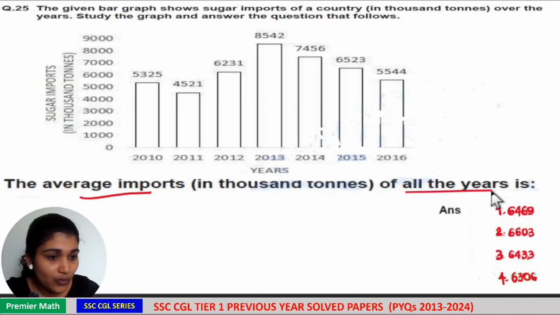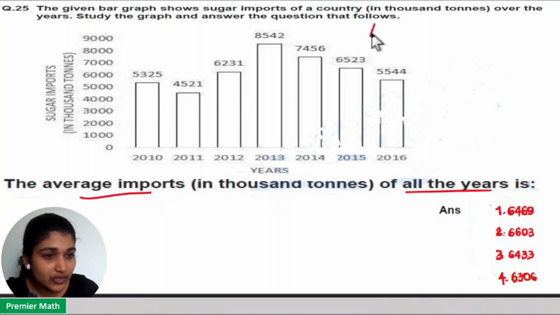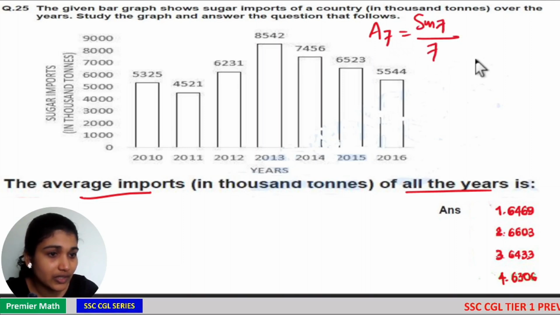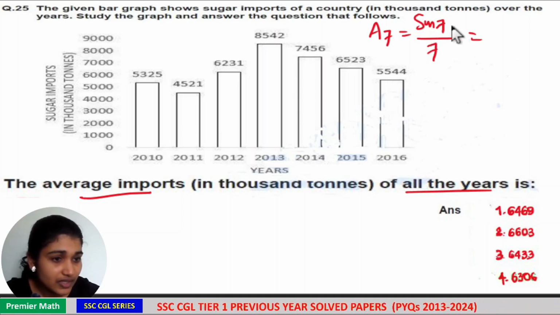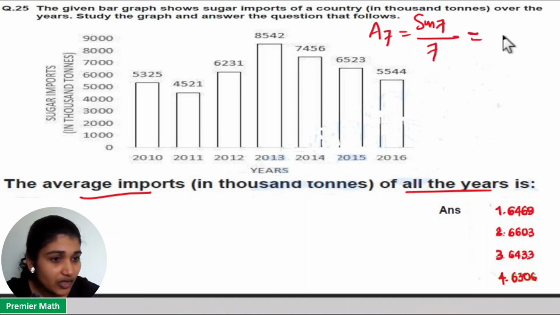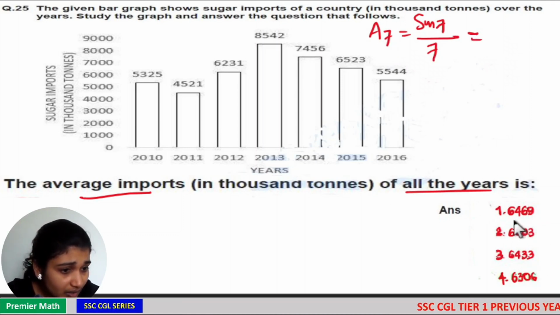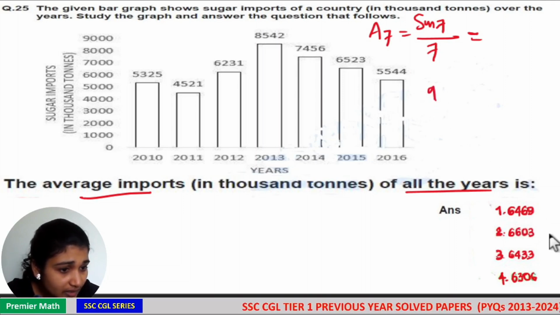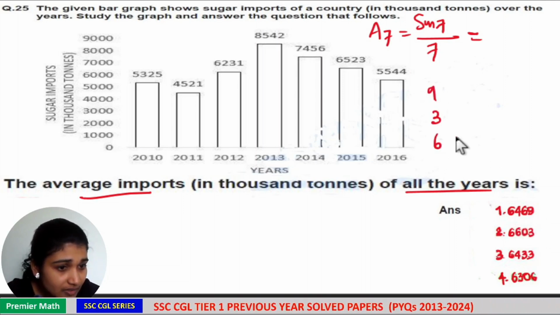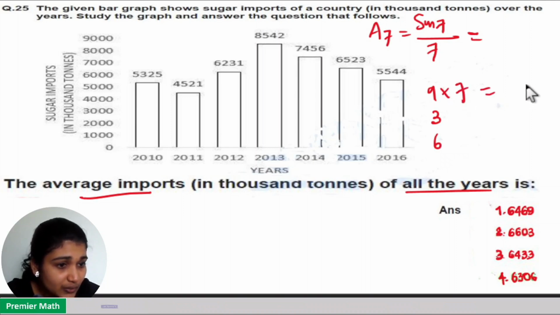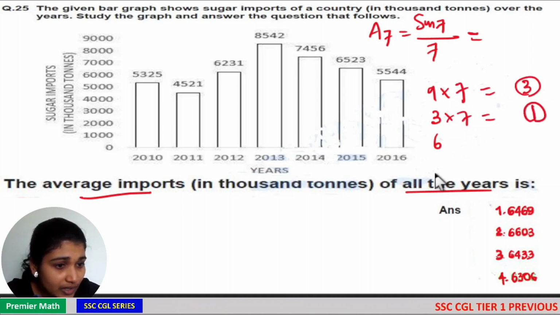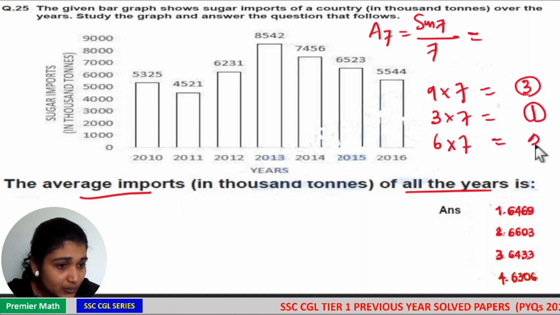The average imports of all the years is, here total years are 3 plus 4, 7. So average of 7 means sum of the 7 years divided by 7. Now, before taking this sum of 7 years, let's try the unit digit trick. Here 7 into average of 7 should be the unit digit of the answer. Here options ending with unit digit 9, 3 and 6. So 9 into 7 unit digit is equal to 3, and 3 into 7 unit digit is equal to 1, and 6 into 7 unit digit is equal to 2.